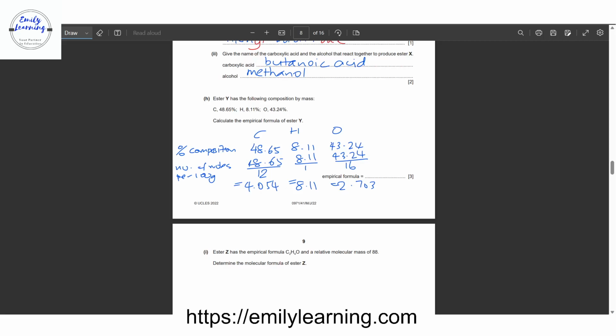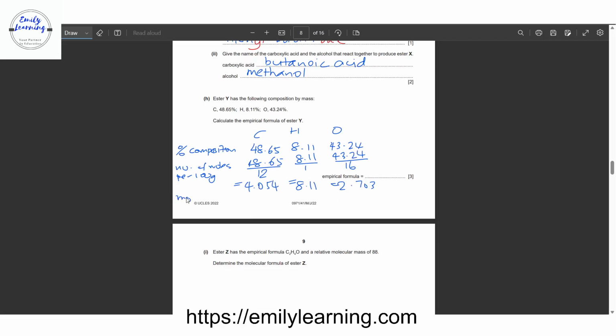Now that I have found these values, next I will divide. I'm interested in the ratio of C to H to O. To find the ratio, I'll divide by the number of moles of the smallest number. The number of moles of carbon in 100 grams of ester Y is 4.054. Number of moles of H is 8.11. Number of moles of O is 2.703. I want a mole ratio, so I'll divide everything by 2.703, which is the smallest number out of these three.